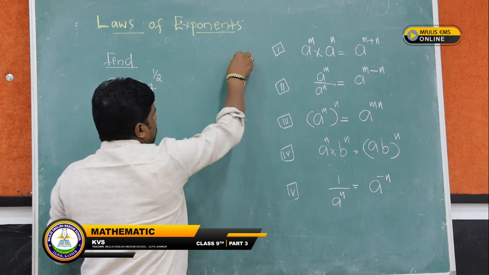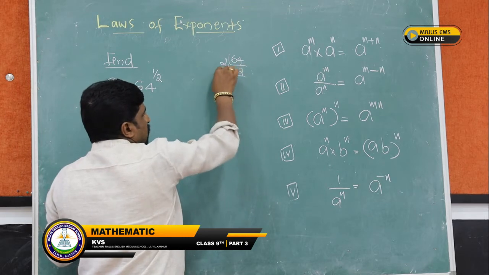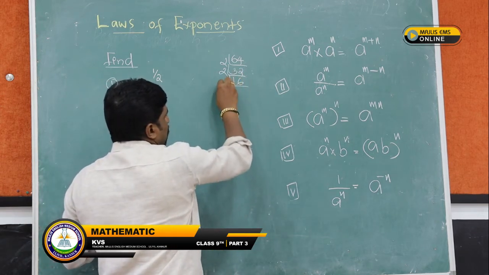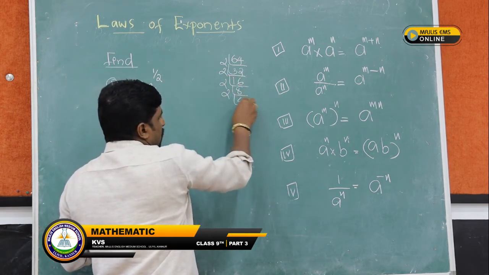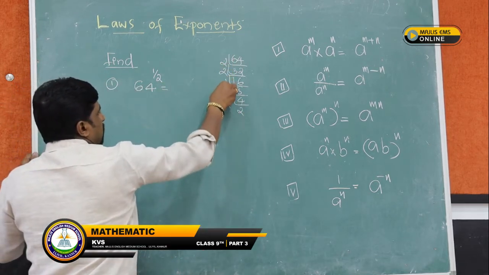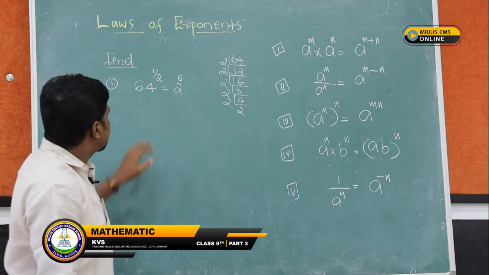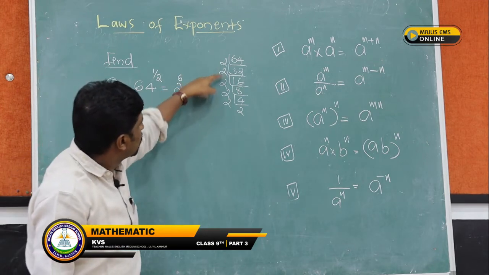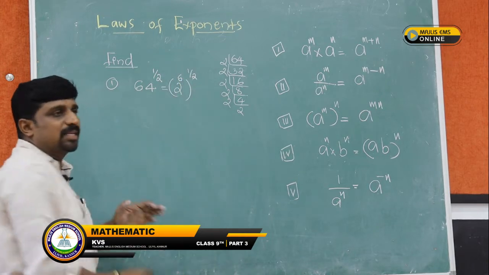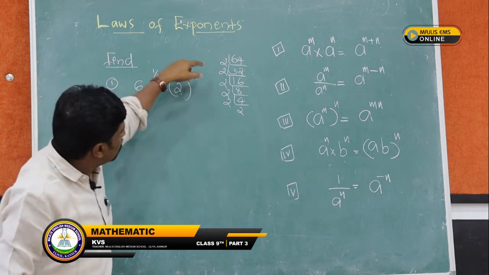That is 64, then 2, 32, then 2, 16. Dividing by 2 means we just take the half of that. Then 2, that is 8, 2, 4, 2, 2. Therefore 64 can be rewritten like this: 1, 2, 3, 4, 5, 6, that is 2 raised to 6. So 64 can be rewritten as 2 raised to 6, then all raised to 1 by 2.